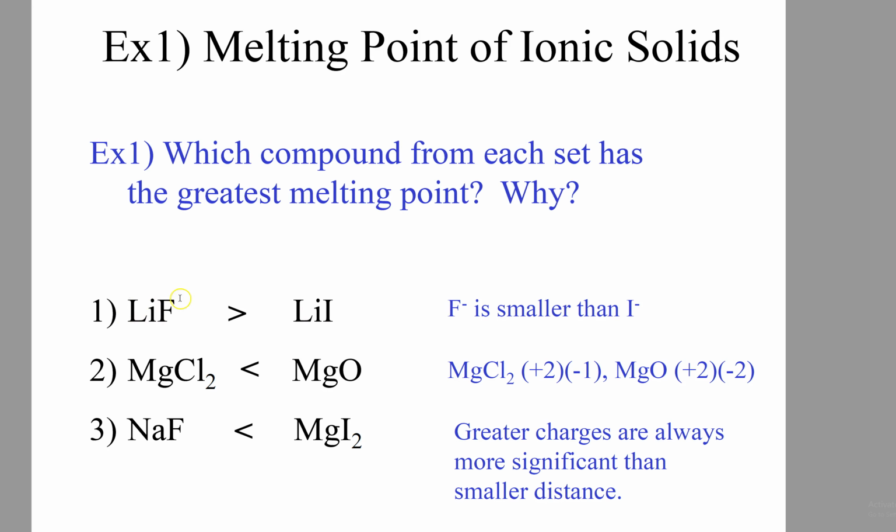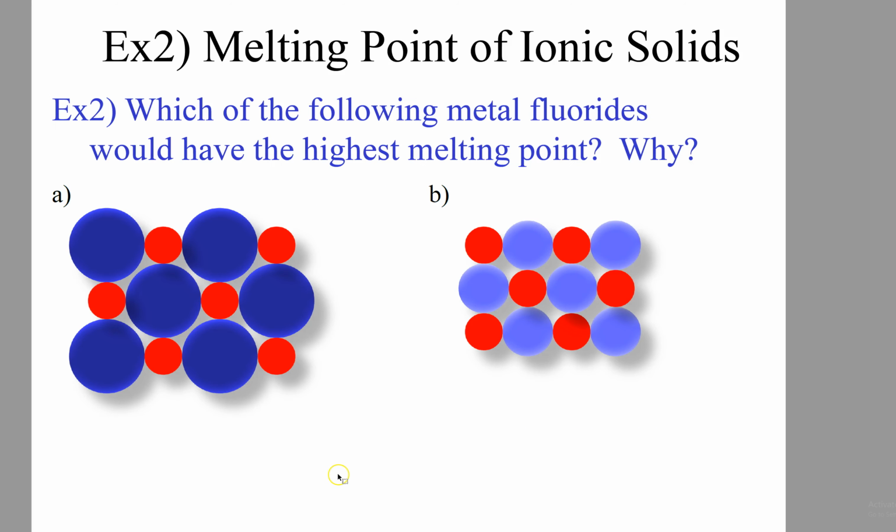So we predict that LiF is going to have the greater melting point. In this specific case, we predict that MgO is going to have a greater melting point because it's greater. And in this specific case, we're going to predict that MgI is going to have a greater melting point because it has a larger distance, larger charge, than I2.